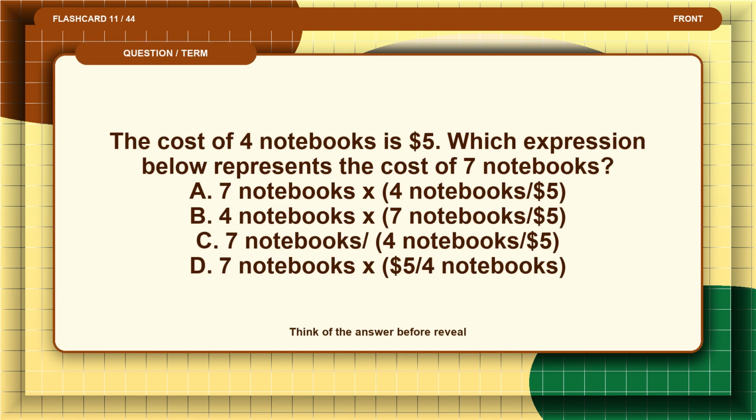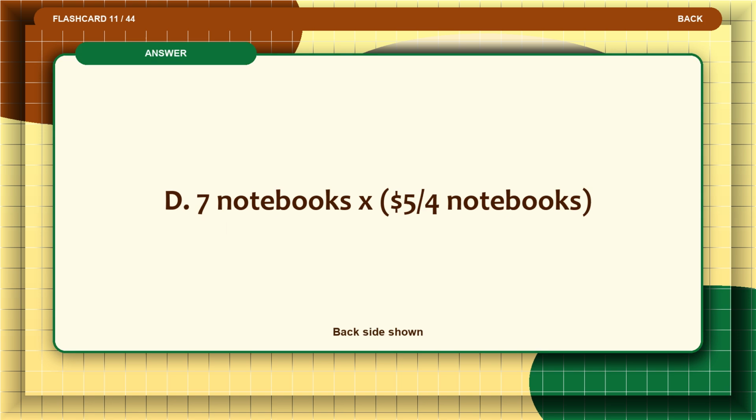Flashcard 11. The cost of 4 notebooks is $5. Which expression below represents the cost of 7 notebooks? A. 7 notebooks x 4 notebooks / $5, B. 4 notebooks x 7 notebooks / $5, C. 7 notebooks / 4 notebooks / $5, D. 7 notebooks x $5 / 4 notebooks. Think of the answer before the reveal. The answer is D. 7 notebooks x $5 / 4 notebooks.